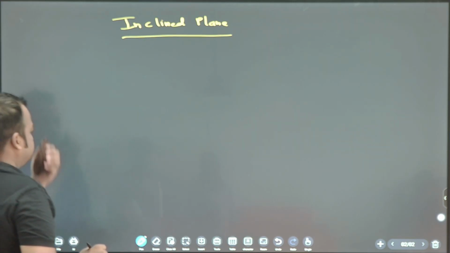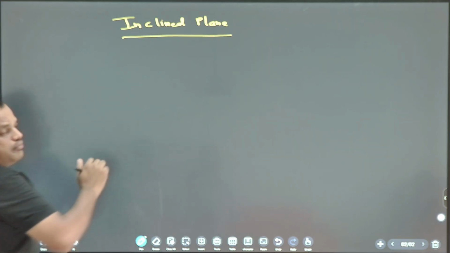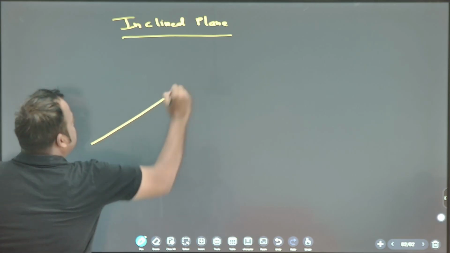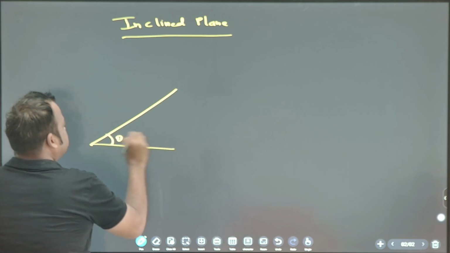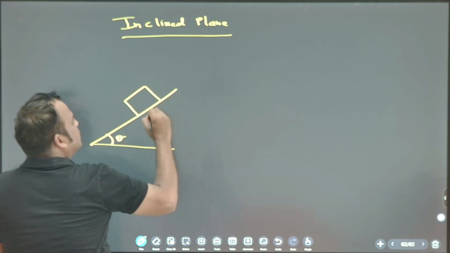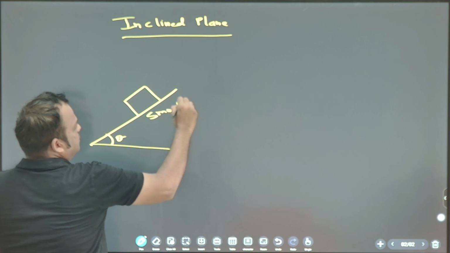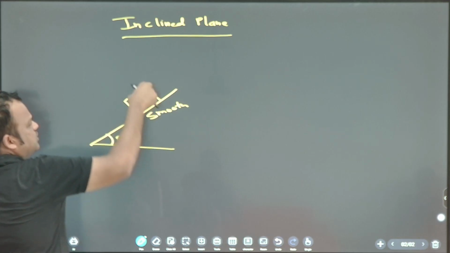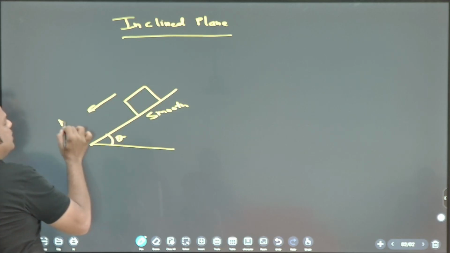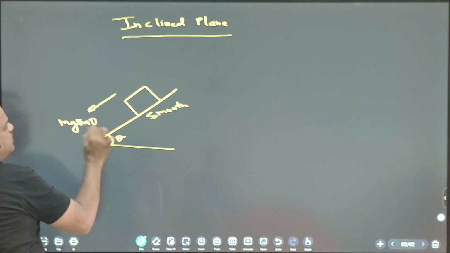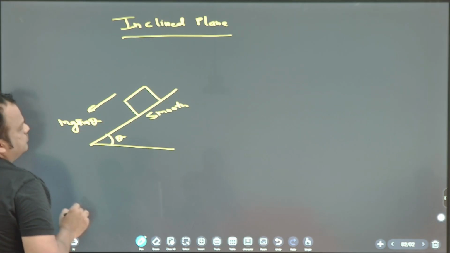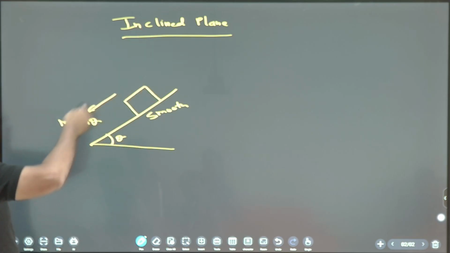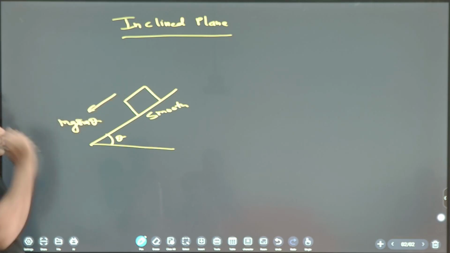See, before rough inclined plane, you have to understand smooth inclined plane. Correct. So suppose a smooth inclined plane is there, with angle theta. Only one force is acting along the plane. Tell me what is that force if it is released? Mg sin theta, correct. Very good. So if you release it like this, acceleration will be g sin theta, it will slide, correct.